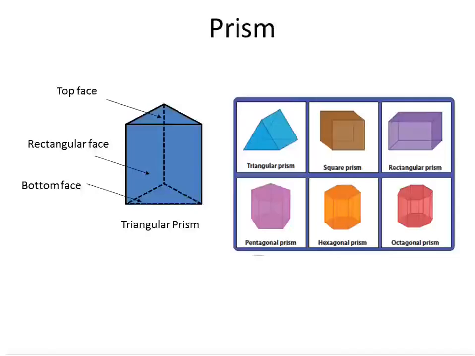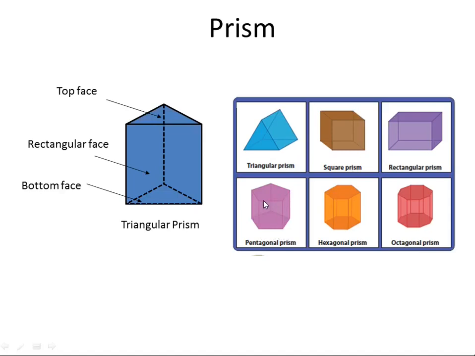Now, prism. In a prism, the top and bottom faces are parallel to each other, and they have the same polygonal shape. For example, in a triangular prism, the bottom face and top face are triangular in shape, and these faces are connected by rectangular faces. In a square prism, the bottom and top faces are square and these are joined by rectangular faces. Similarly, in a pentagonal prism, the bottom face is pentagonal and the top face is also pentagonal.